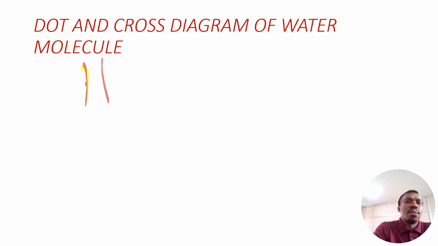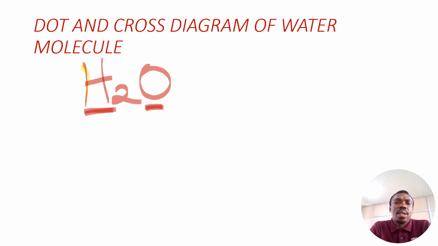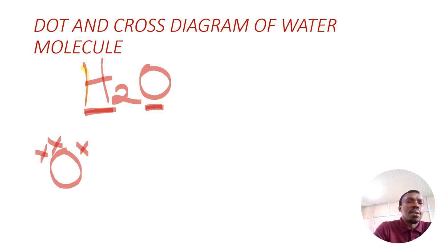So this is water, which is H2O. Water contains 2 atoms of hydrogen and 1 atom of oxygen. So it has to do with formation of covalent bond between atoms of different elements. So let's see how we use dot and cross diagram to indicate covalent bonding in water molecules. So this is oxygen. Oxygen has 6 electrons in the outermost shell. So we'll have 1, 2, 3, 4, then 5, and 6.